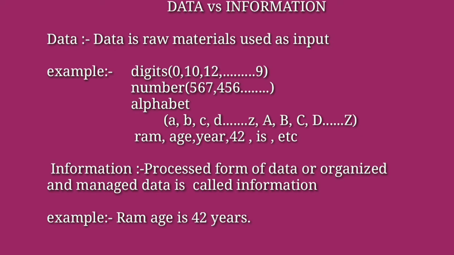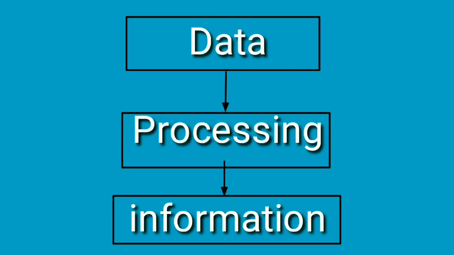Students, here you can see in the diagram also. We are provided bits, and when we process those bits, then it becomes information. See this diagram. In this diagram, data is provided as an input. After processing, we will get the information. Okay. So data versus information is clear to you.